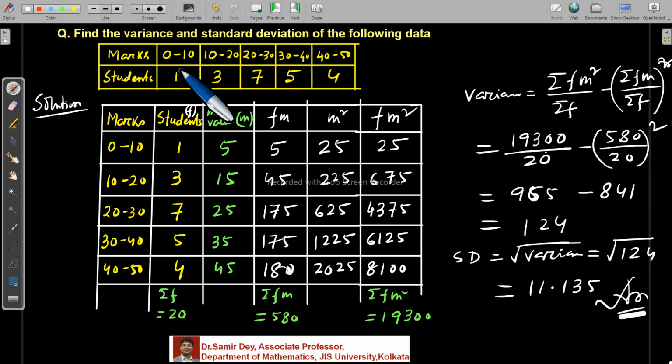So after getting this knowledge, please try to solve at least one question by yourself based on this concept. If you can see your result is coming, that means your concept is absolutely perfect and clear.